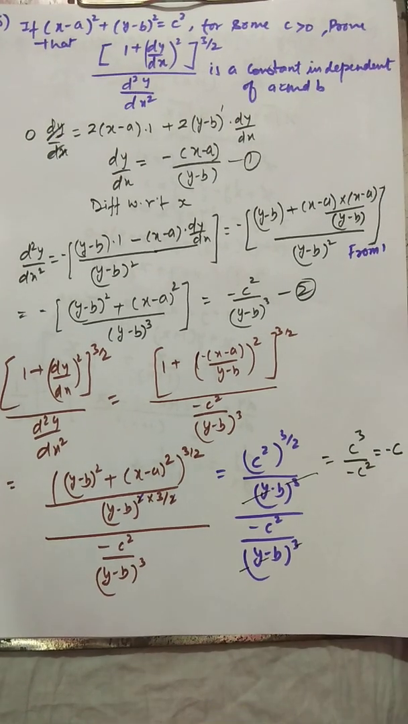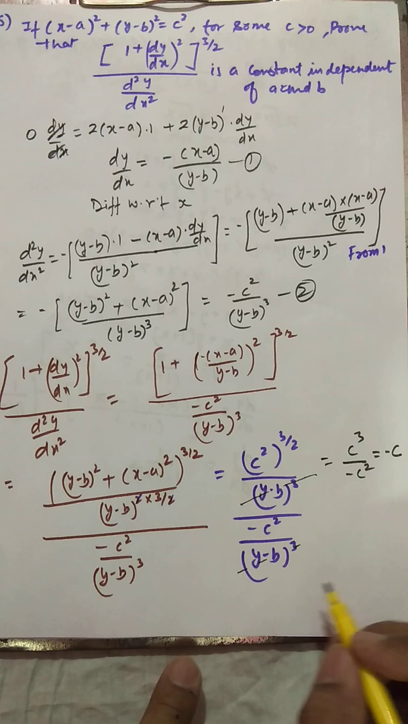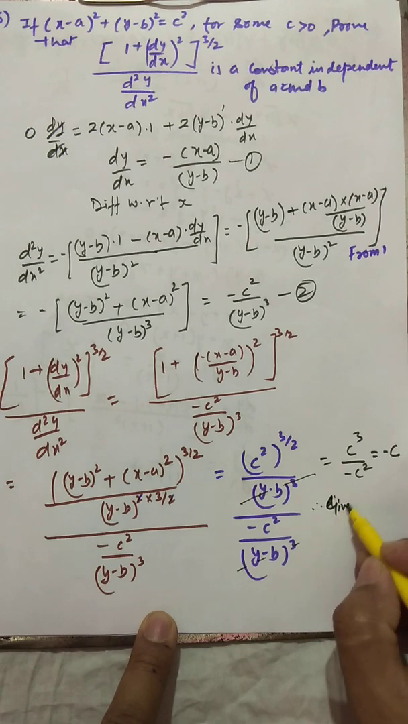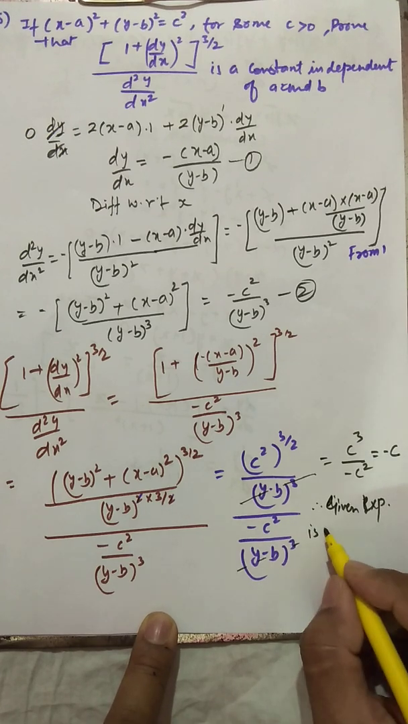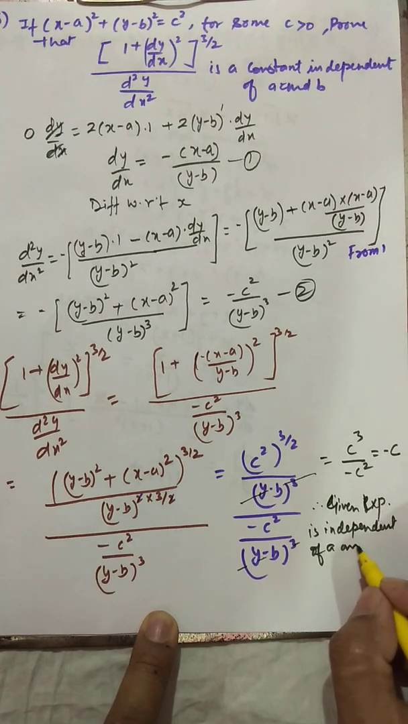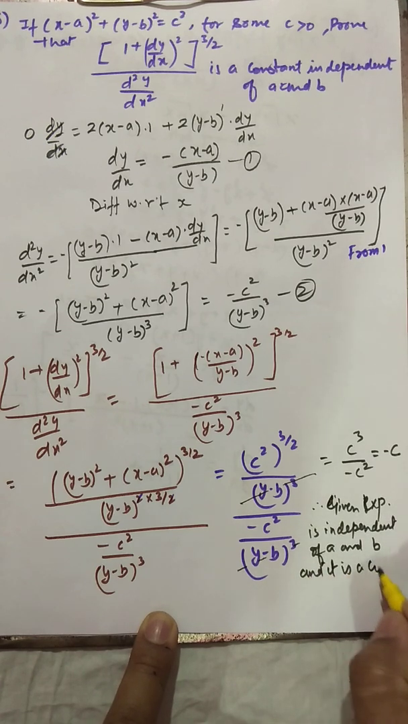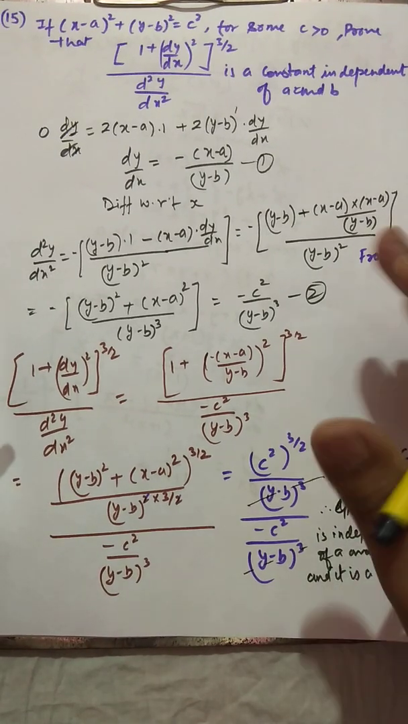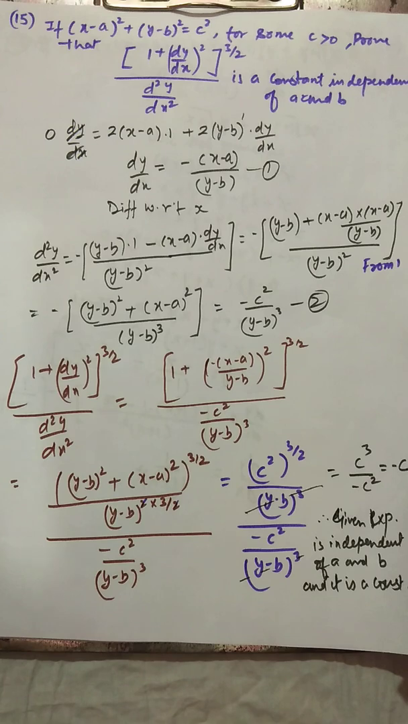minus c. So you can see that minus c is a constant term and independent of a and b. So you can write therefore the given expression is independent of a and b, and it is a constant. So this way you have shown, and you can also see that it requires a lot of patience to show that particular answer, and so this way you can find the answer.